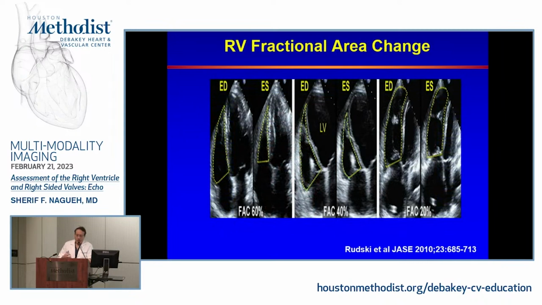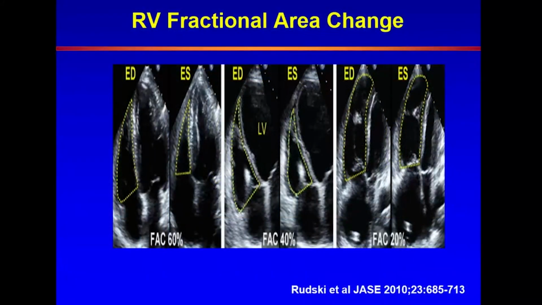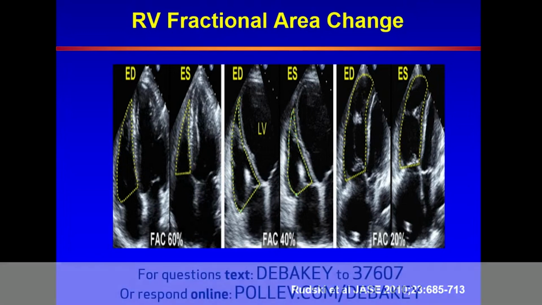Fractional area change, we may be familiar with its concept with respect to the LVEF, say, but here, unlike the LV, we are not looking at all of the RV for the fractional area change. It's just the inflow; we are ignoring what is happening in the RV outflow tract. Basically, we are looking at the end diastolic area and the end systolic area. The difference between them divided by the end diastolic area is the fractional area change, and you see different examples here from something normal, low normal, and clearly reduced. The lower limit of normal is 35%, and that's a number you should memorize.